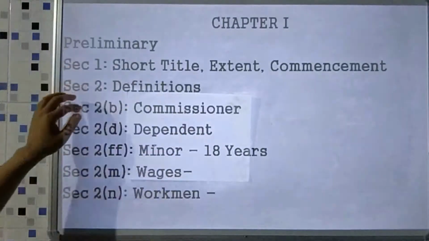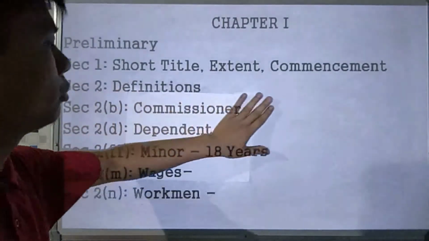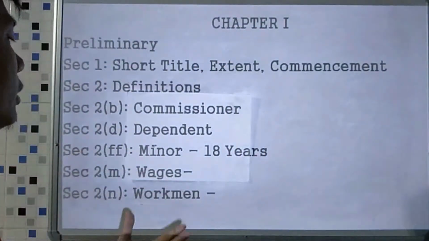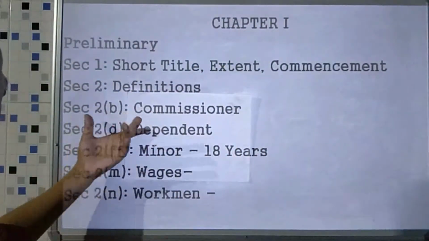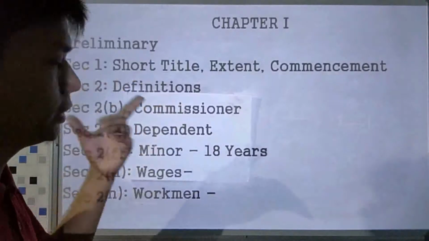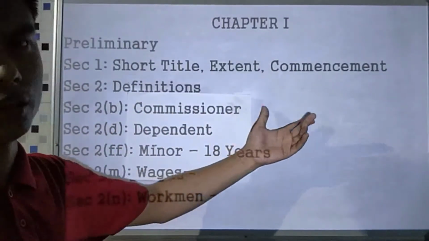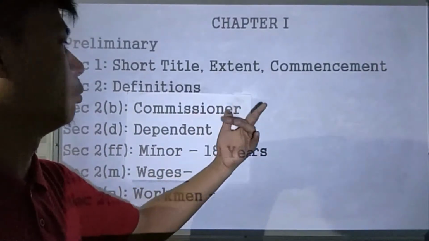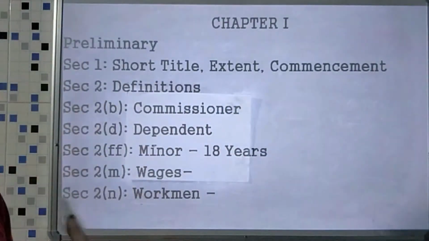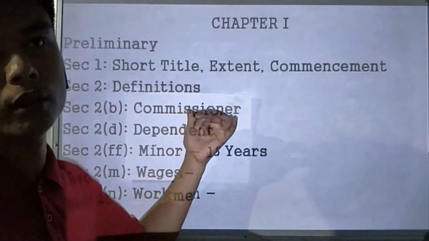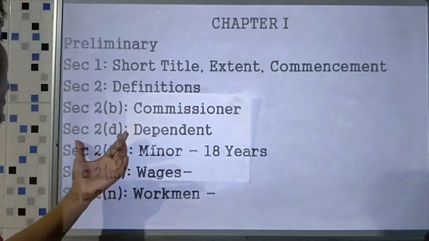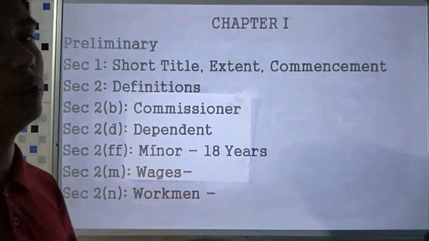So what are those definitions? I have selected the important definitions basically. First, commissioner. The commissioner appointed by the state or central government, I forgot, just check it out, with respect to this act is known as the commissioner. Now, who is eligible to be commissioner? I'll be speaking about this in the next slide. Next, section 2(1)(d), it's dependent. Now, who is a dependent? Of a worker.